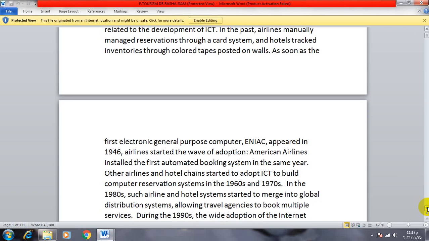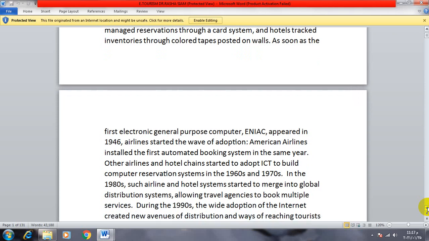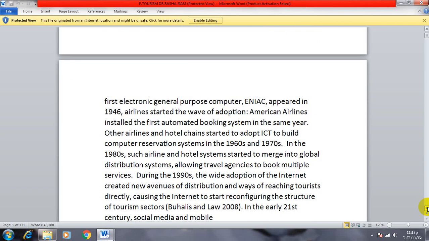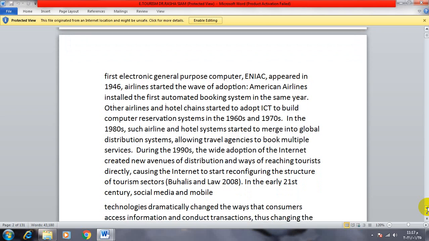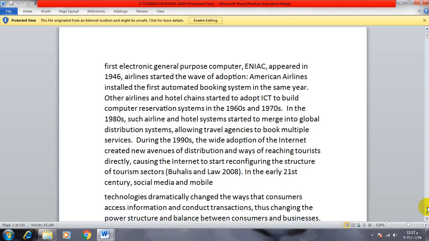During the 1990s, the wide adoption of the internet created new avenues of distribution and ways of reaching tourists directly, causing the internet to start reconfiguring the structure of tourism sectors. In the early 21st century, social media and mobile technology dramatically changed the way that consumers access information and conduct transactions, thus changing the power structure and balance between consumers and business.